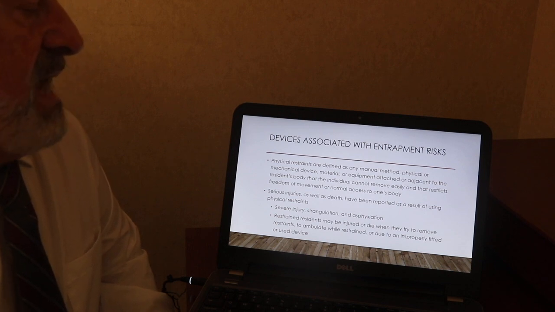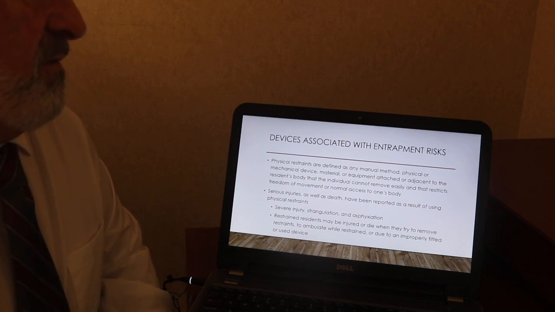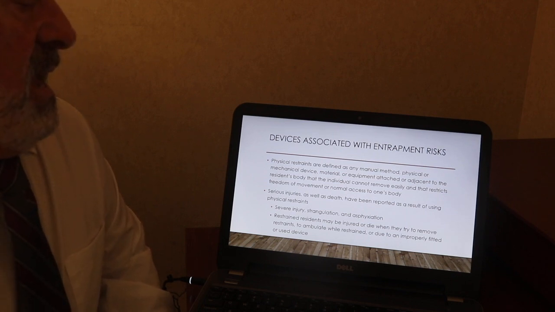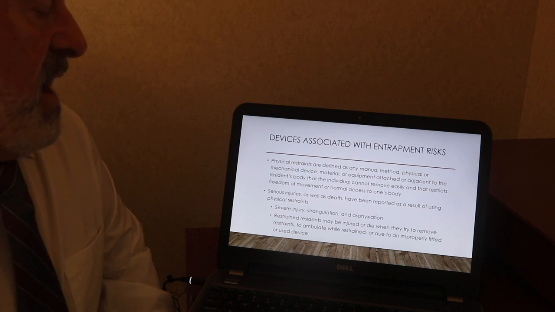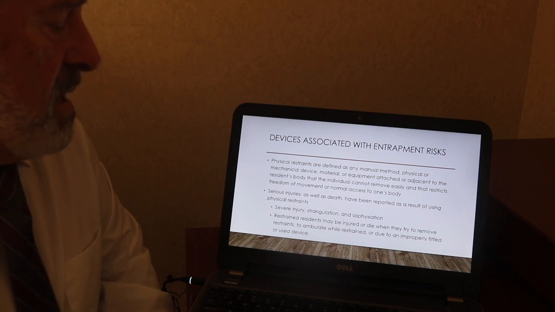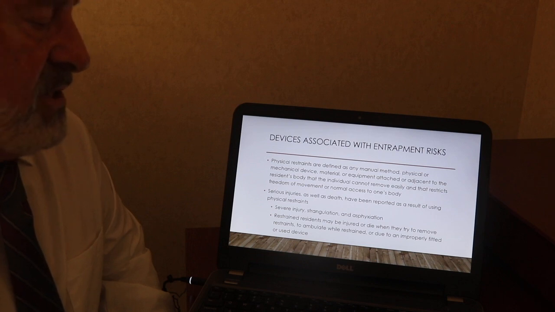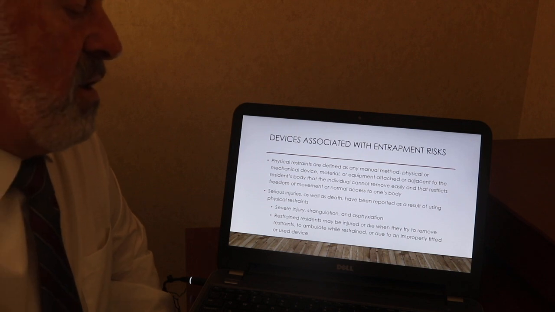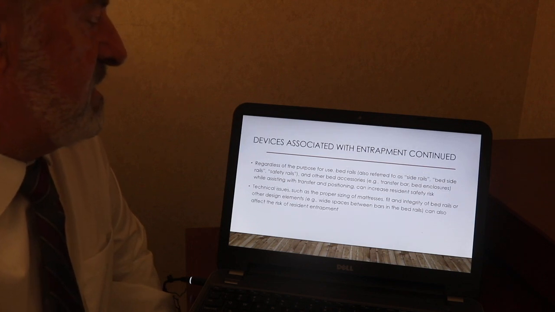Physical restraints are defined as any manual method, physical or mechanical device, material, or equipment attached to or adjacent to the resident's body that the individual cannot remove easily and that restricts freedom of movement or normal access to one's body. Serious injuries as well as death have been reported as a result of using physical restraints. Severe injury, strangulation, and asphyxiation. Restrained residents may be injured or die when they try to remove restraints, to ambulate while restrained, or due to an improperly fitting or improperly used device.